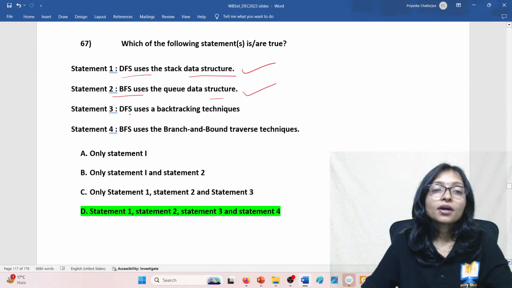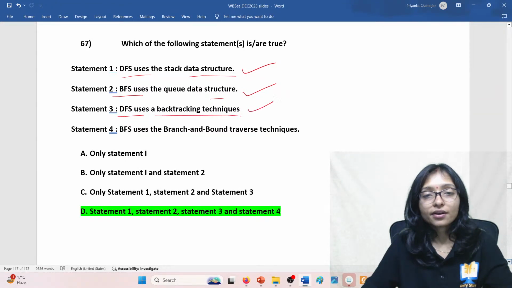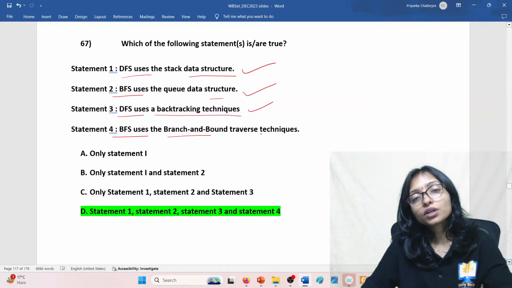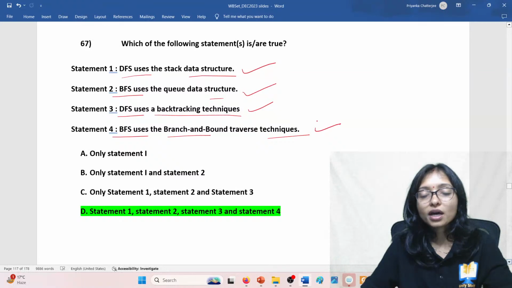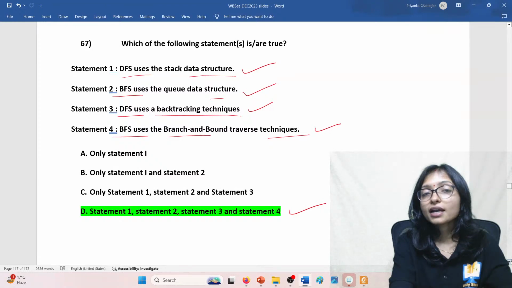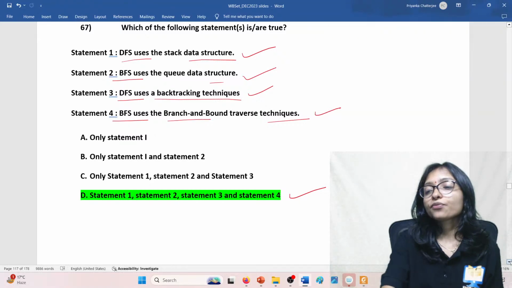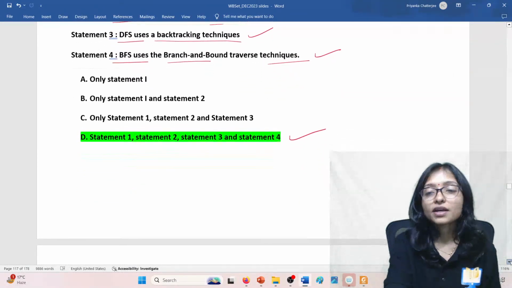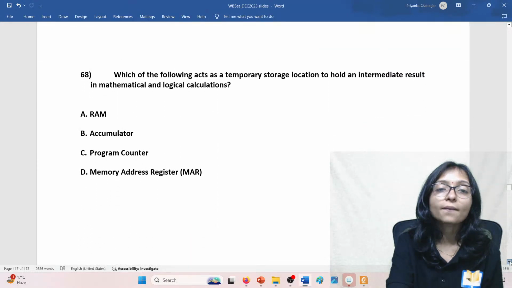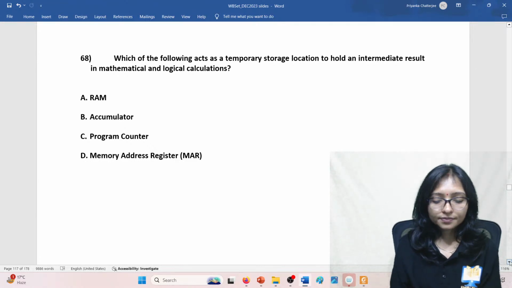This is also correct. DFS uses backtracking technique. In DFS, backtracking is allowed here. That is an advantage. And here BFS uses branch and bound traverse technique. This is also correct. So all are correct about BFS and DFS here. These all are very important statements, and you should know the difference between BFS and DFS. It is very, very, very important. Questions always come from this area. Now do this question.